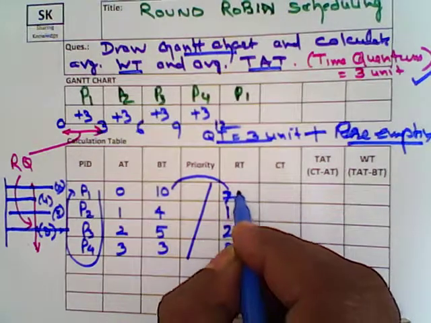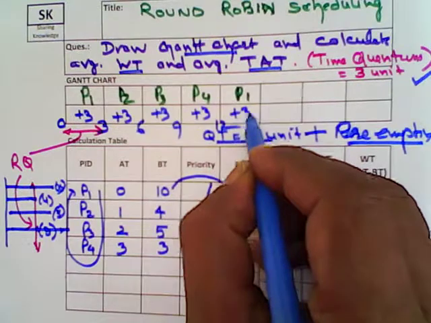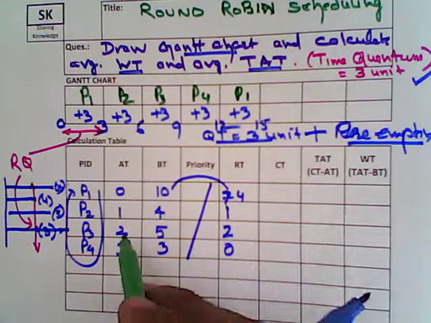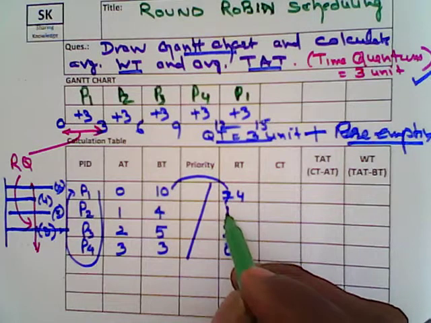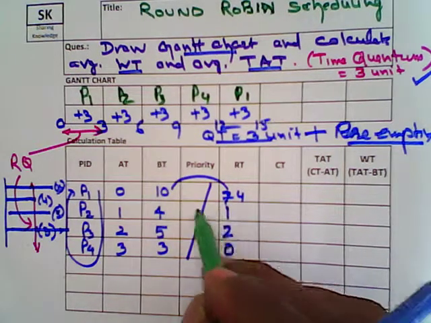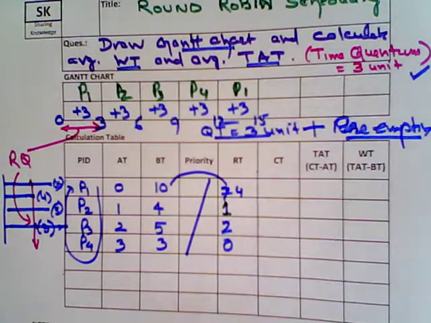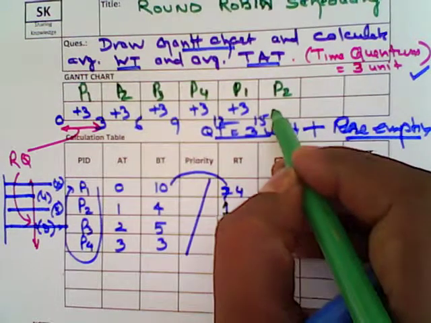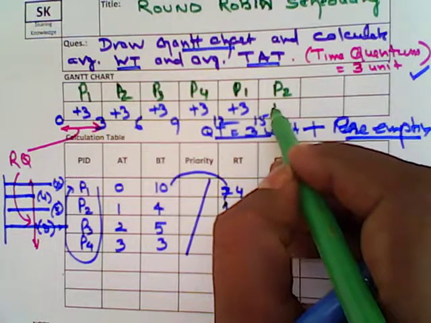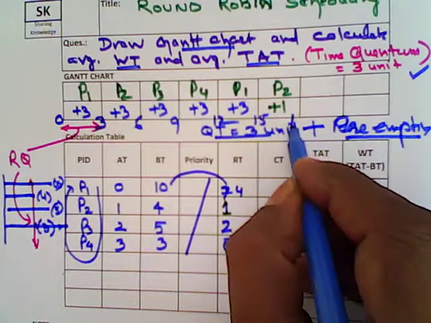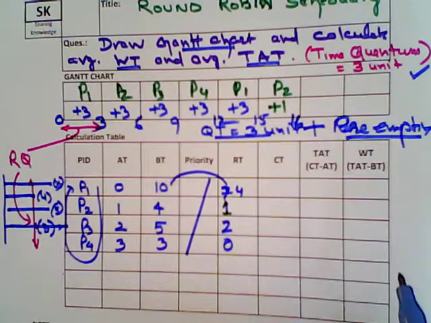After P1, which process is next? P2. But what is the burst time of P2? It is 1. Since it is 1, we need not add 3, so we add plus 1. That is 15 plus 1, which is 16. Now after P2, this has gone to 0, so we have two processes at 0.